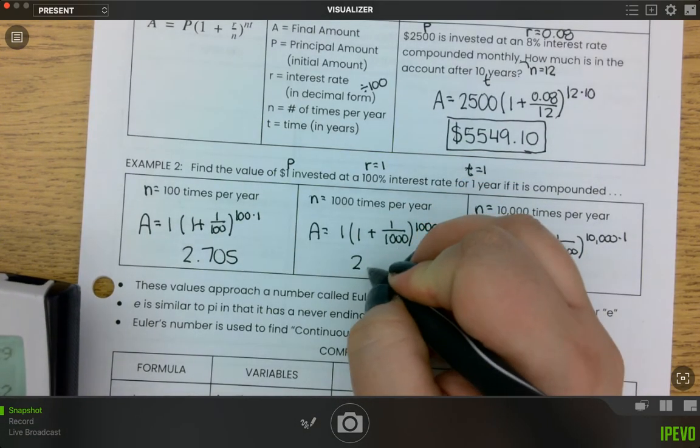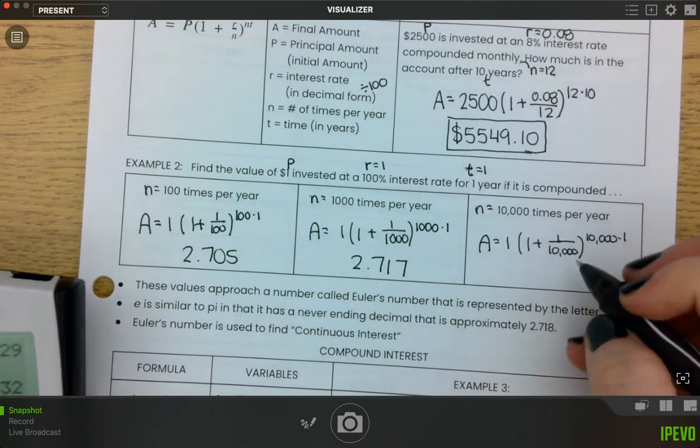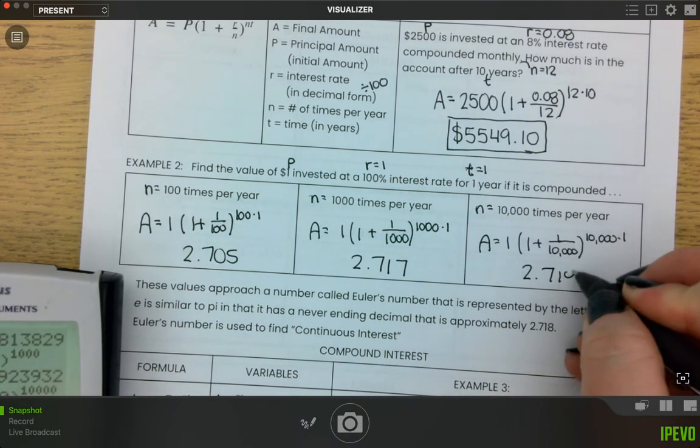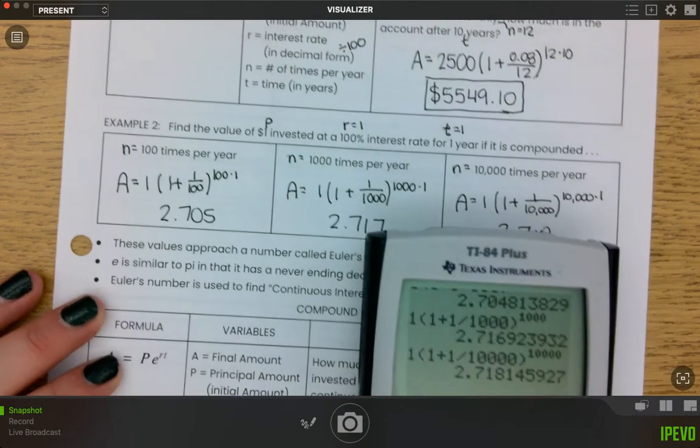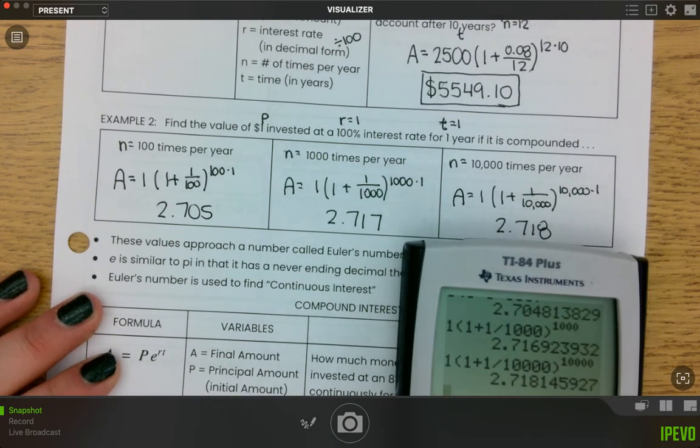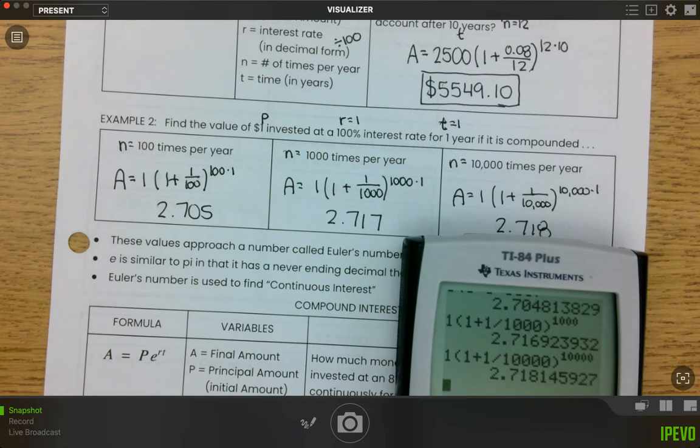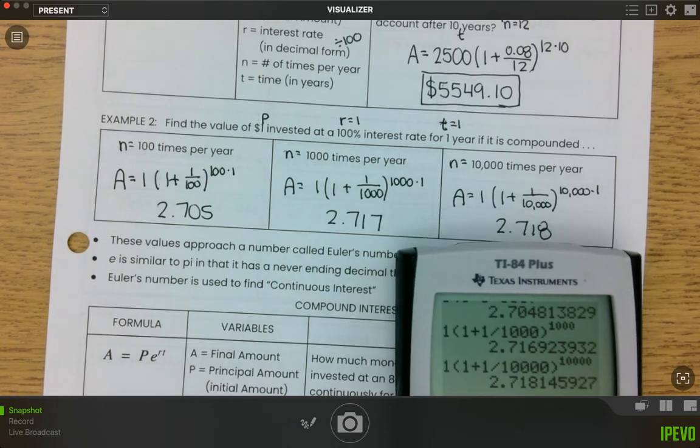Then we have 2.717, and then we have 2.718. So you'll realize that these are all about the same number because, first of all, we only invested $1, which isn't going to change your amount very much.